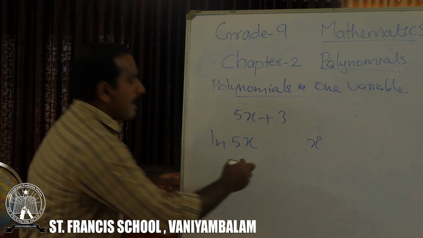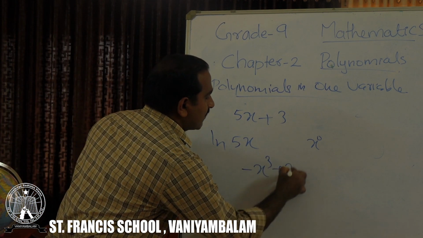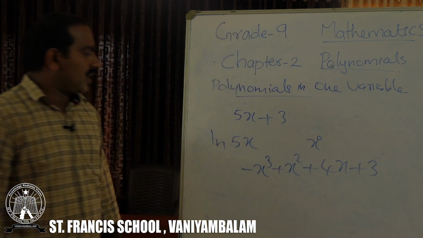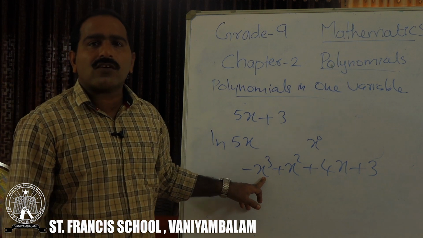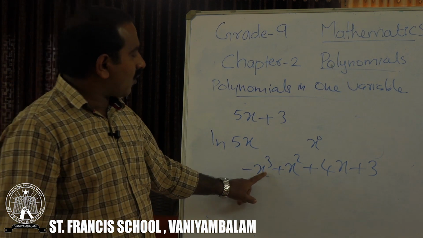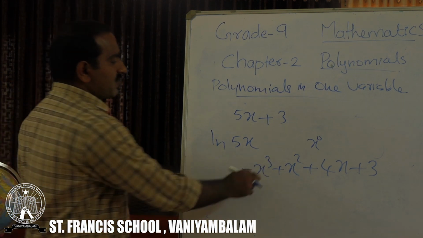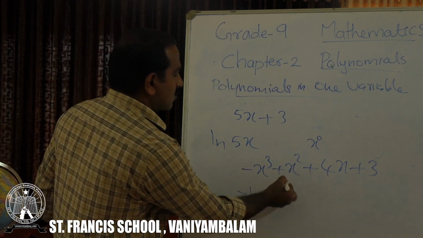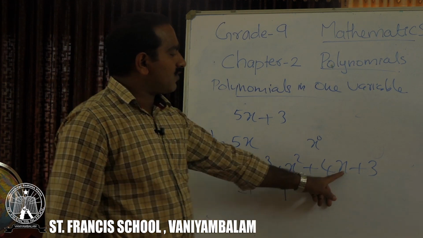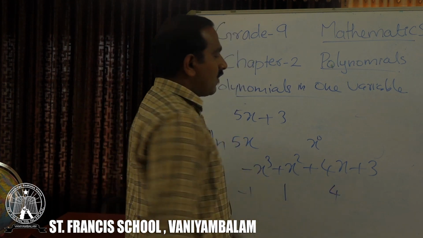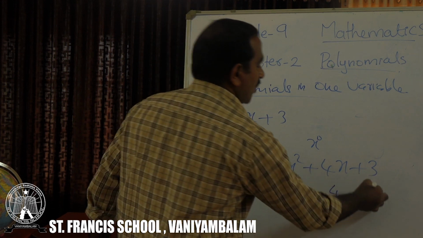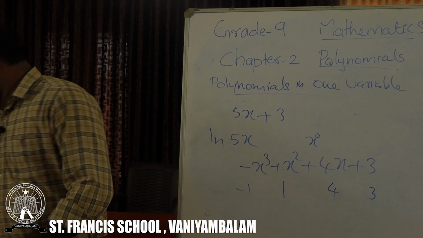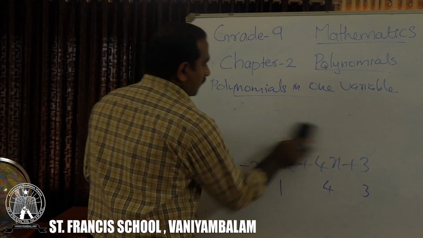The example is minus x cube plus x square plus 4x plus 3. In this polynomial, what is the coefficient of x cube? The coefficient of x cube is minus 1, the coefficient of x square is positive 1, the coefficient of x is 4, and 3 is the coefficient of x raised to 0. So these are coefficients.